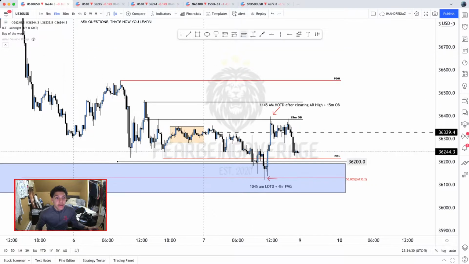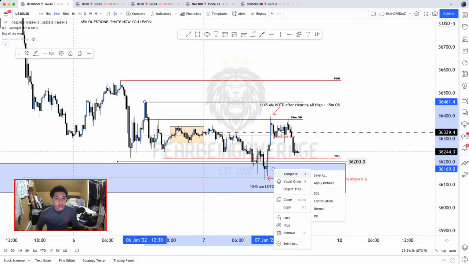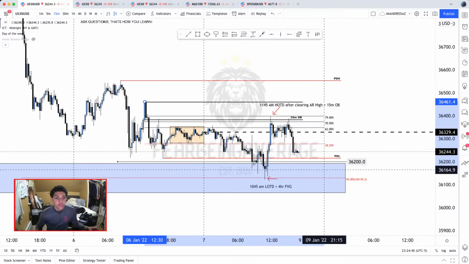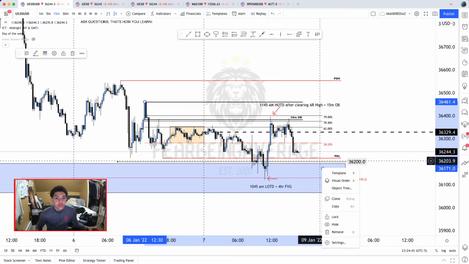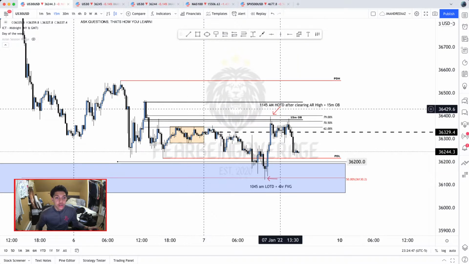And if you want to take it a step further, you can also pull this fib from this high to this low right here. And then you get the normal fib settings. Move it over a little bit more. You can see it also tapped into the overall fib short also. So that's another confirmation you could also put up here too.